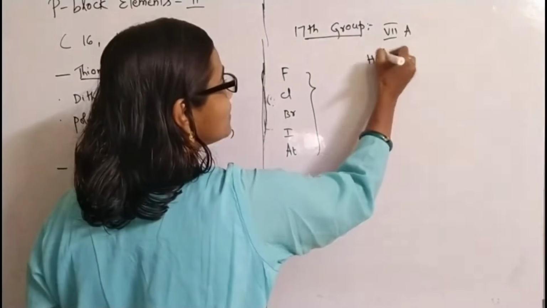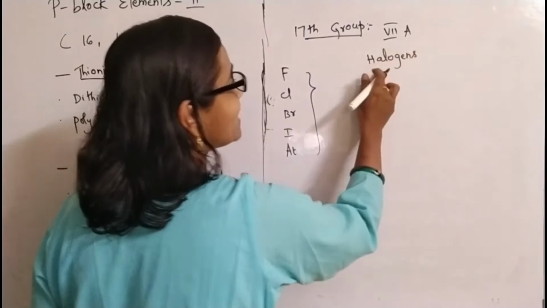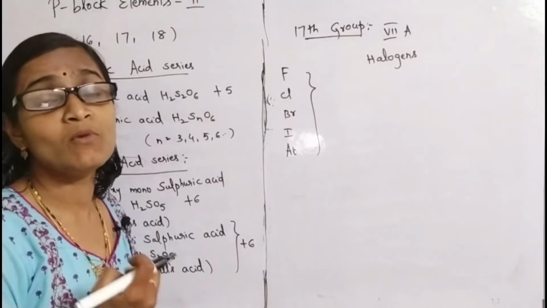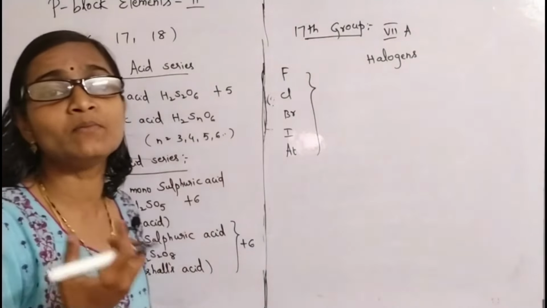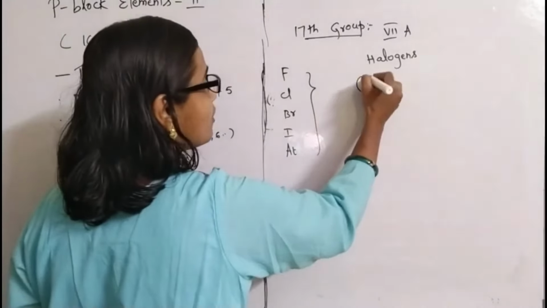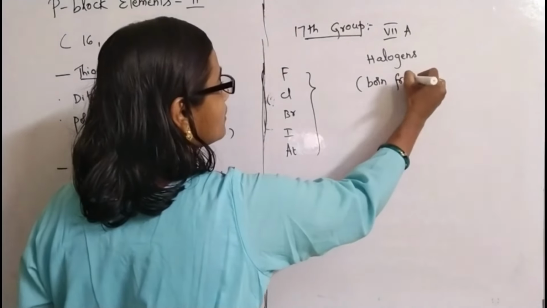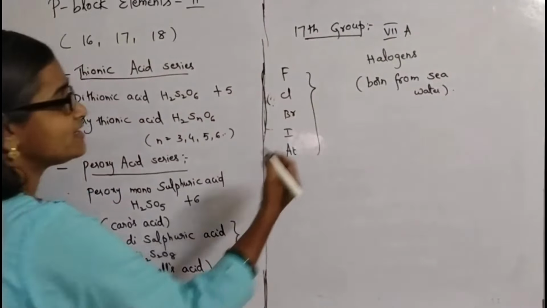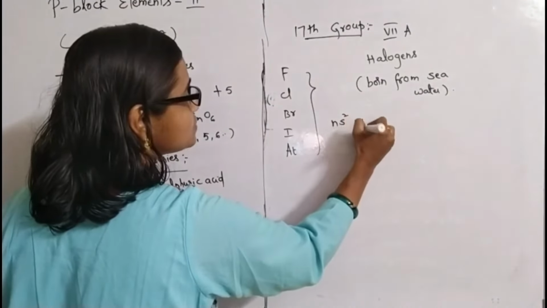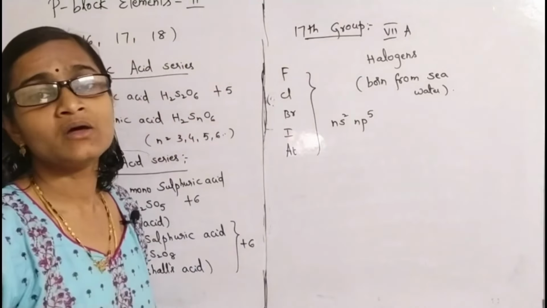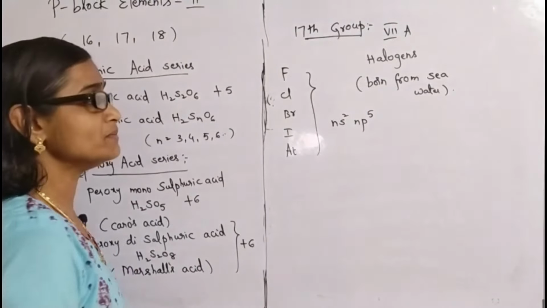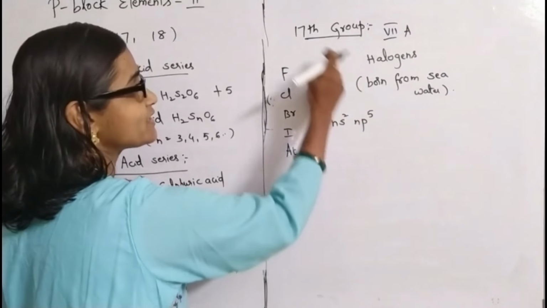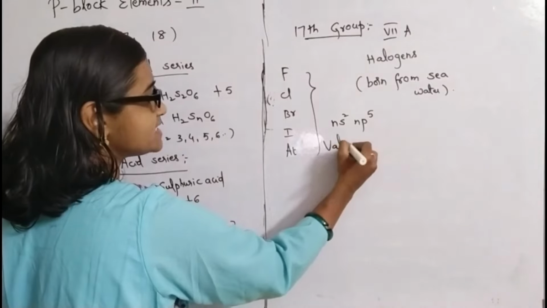You call them halogens. The word halo stands for seawater, and gens stands for born from. That means these elements are born from seawater. Please remember. They have the general configuration ns2 np5. All these are monovalent gases. So the total number of valence electrons is 7 and their valency is 1.